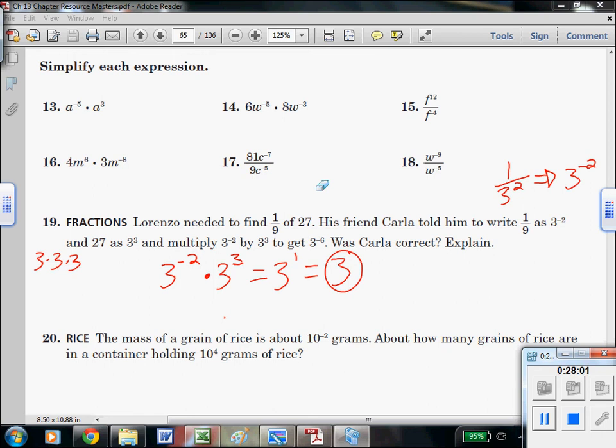Intuitively, whenever I say 1/9 of something, it means divide by 9. 27 divided by 9 is 3. So you knew the answer to this question already, but this is a way to show you how, if you didn't know the answer or it was a more complicated answer, maybe a fraction answer, you could have found it out using your exponent skills.